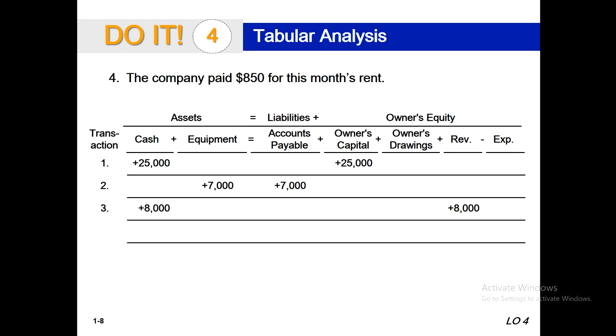Number 4, the company paid $850 for this month's rent. So paid, that means on our asset side the cash will be decreased. That means here cash will be decreased, and the month's rent, that means house rent, affects owner's equity, which will be decreased. Which side? The expenses will be increased. That means this is our expenses. Okay, so both sides are affected.